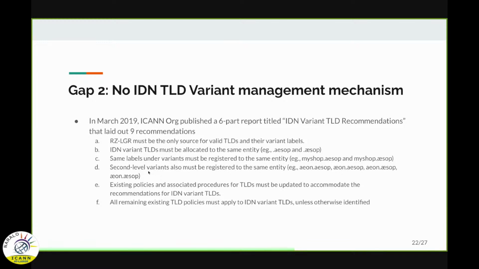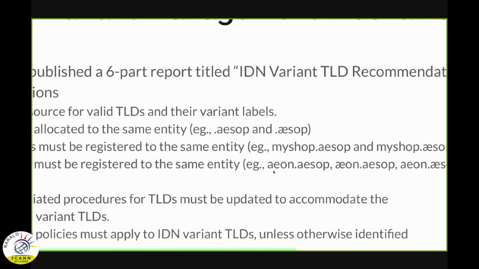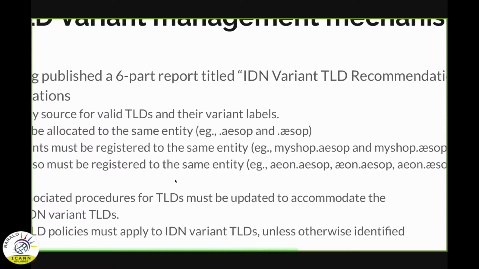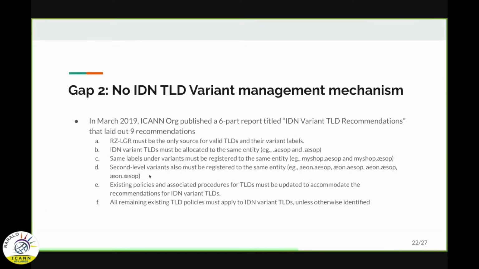Now, suppose you have second level variants. That means the second level label, like my shop, also has variants. So then what will happen? Then you end up with 4 combinations. This is the first, second, third. Here is the variant in the second level. This way, if you are going to use a lot of variant code points, that is individual characters, you end up having a large number of variants to deal with.